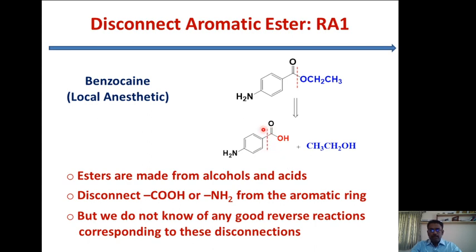Suppose we take this CC bond, which is between the acid and the aromatic ring. If you disconnect that, then we don't have any real reaction here. Directly we cannot do any carboxylation on this benzene ring. And if you take this also, we cannot do the amination directly, isn't it? There is no such reaction where we do amination on the aromatic ring.